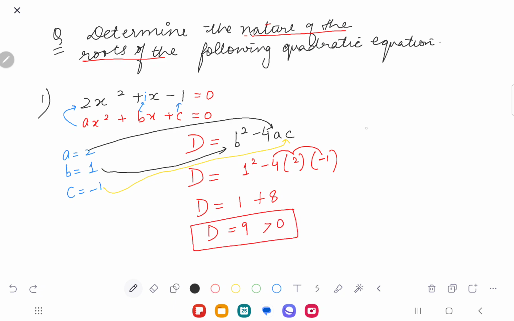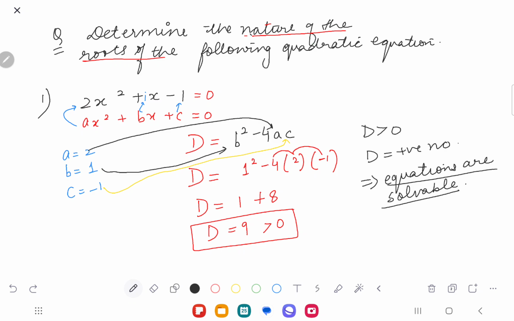Whenever discriminant is greater than 0, I will say it is a positive number. That indicates that the equation is solvable, and it would give me real and different roots. Real and different roots. You understand the point? That's the concept.